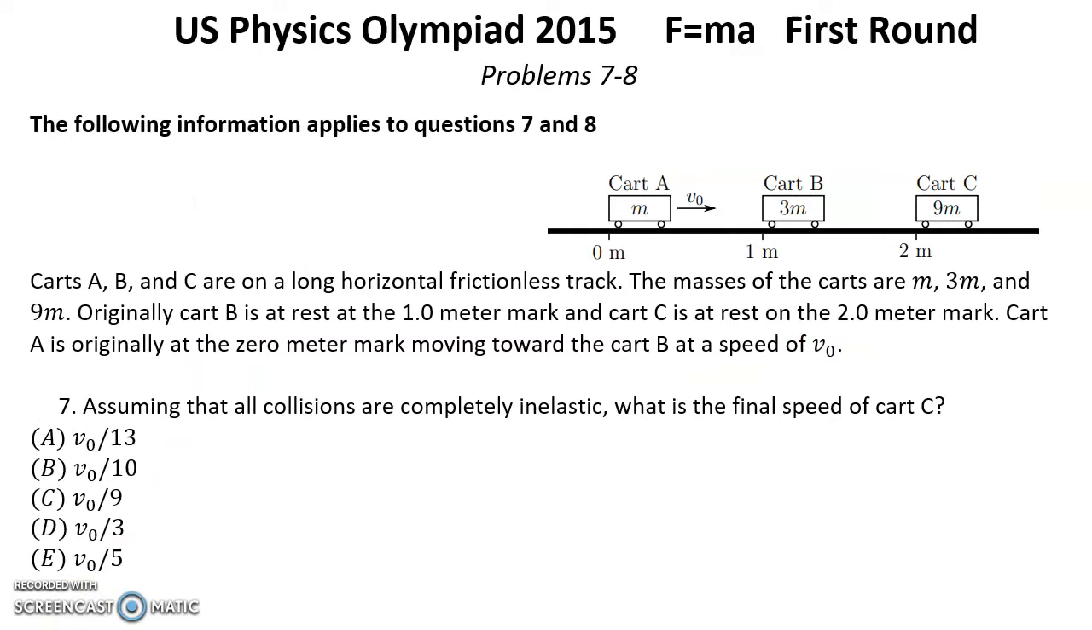Problems 7 and 8. The following information applies to questions 7 and 8. Carts A, B and C are on a long horizontal frictionless track. The masses of the carts are M, 3M and 9M. Originally cart B is at rest at the 1 meter mark and cart C is at rest on the 2 meters mark. Cart A is originally at 0 meter mark, moving toward the cart B at a speed of V0.